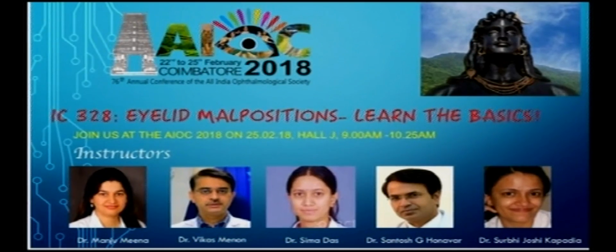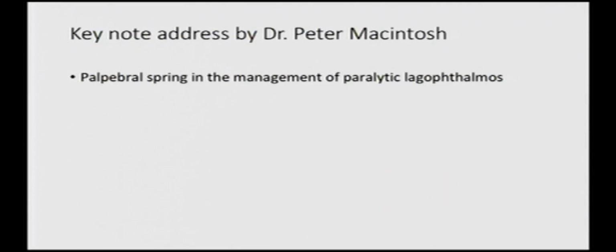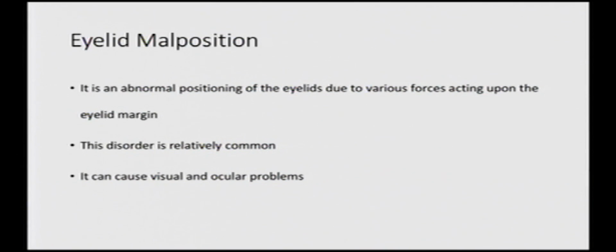So I'll be talking about the basic eyelid malpositions. So basically, the eyelid malposition is a condition where the eyelid position is not in normal position. That could be due to various forces which act upon the eyelid margin. It is a relatively common disorder and, if not treated properly, it can lead to various visual and functional problems. So first of all, we should be aware of the anatomy of the eyelid.